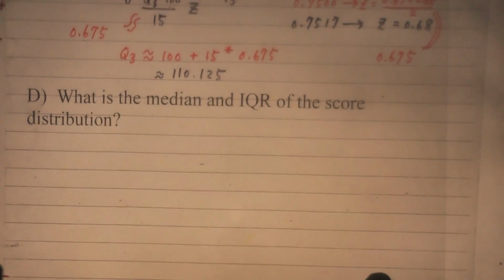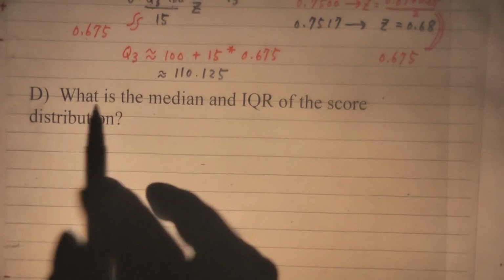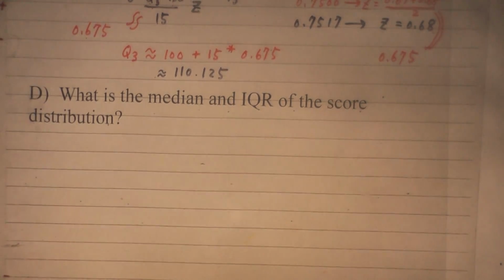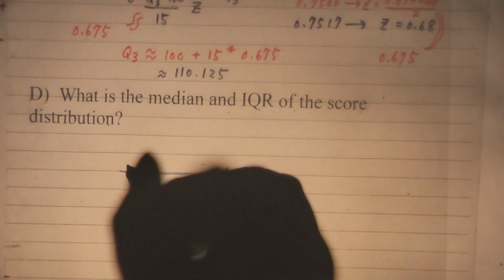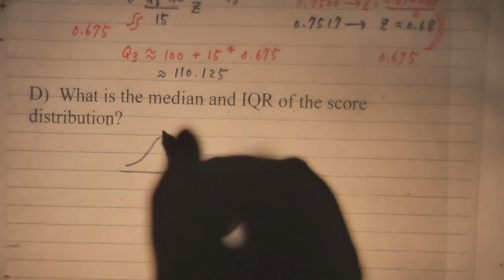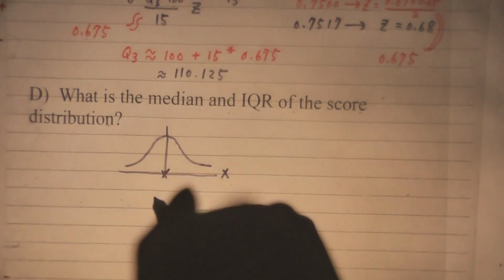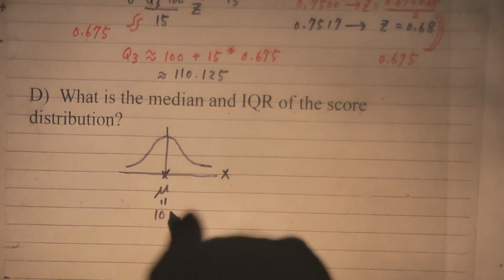Okay? Now, let's continue to part D. What is the median and IQR of the score distribution? Let's look at the normal curve. Now, we know the mean is mu, and this is given. Mu equals 100.